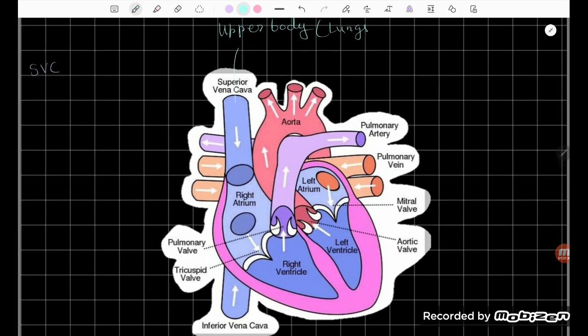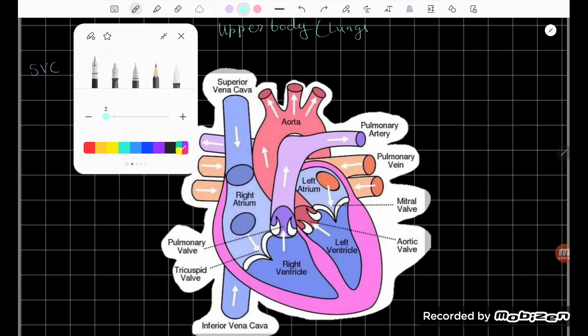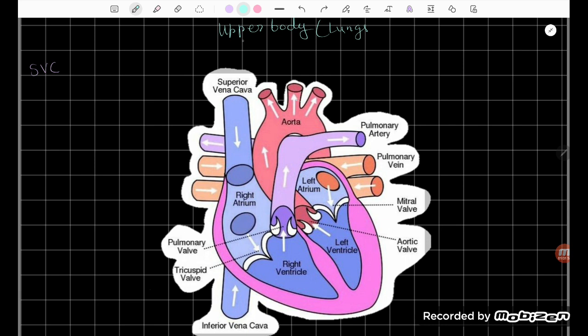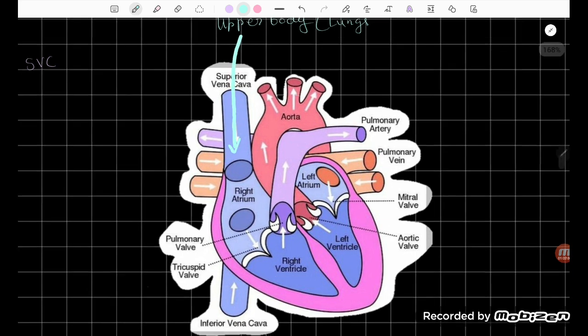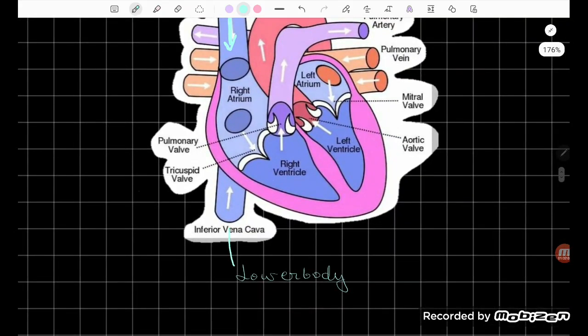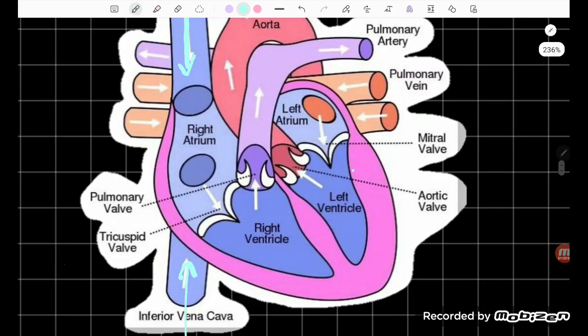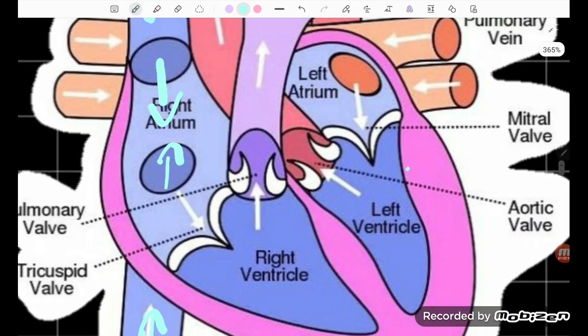From the upper body to the lower. I'll make it thicker. From the upper body it goes to the superior vena cava, and from the lower body it goes to the inferior vena cava. So both of these come from here and from here. The superior vena cava and inferior vena cava both bring it into the right atrium here.